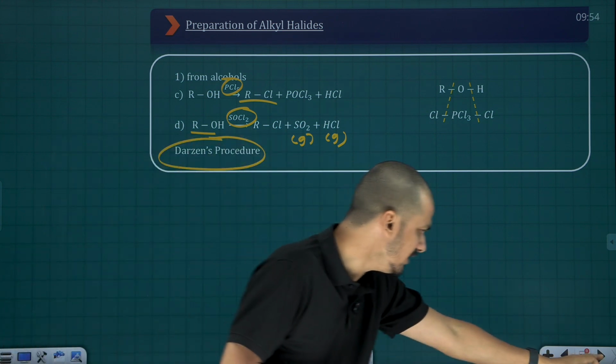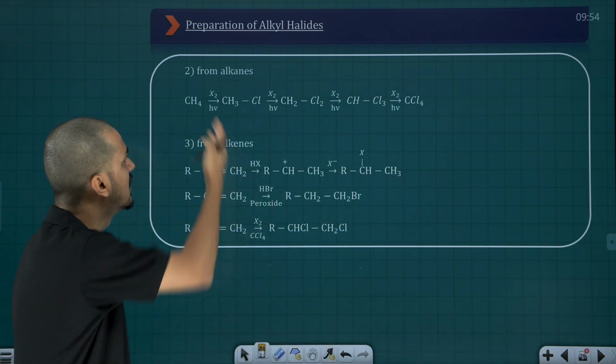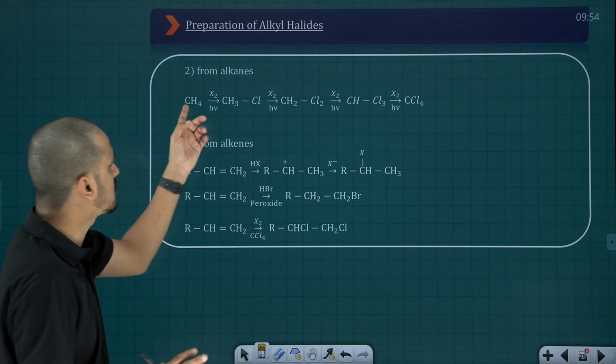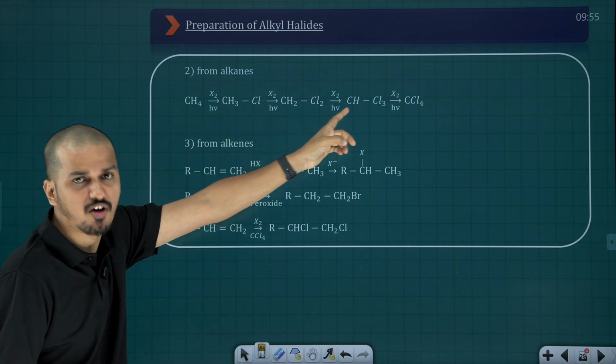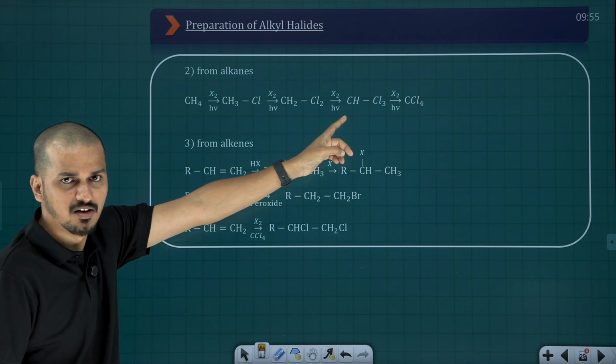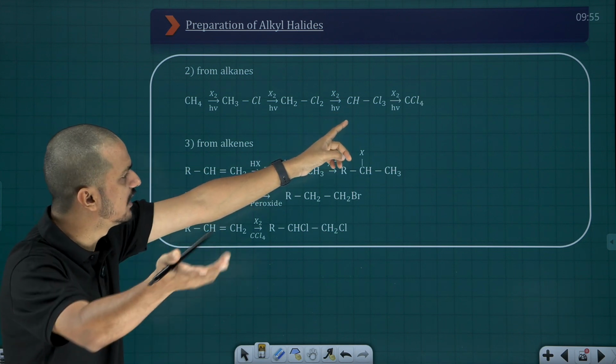Okay. Next, another preparation method is from alkanes. Alkanes you can treat with halogen in the presence of sunlight. They will give you a mixture of haloalkanes. That may be mono, di, tri or tetra.